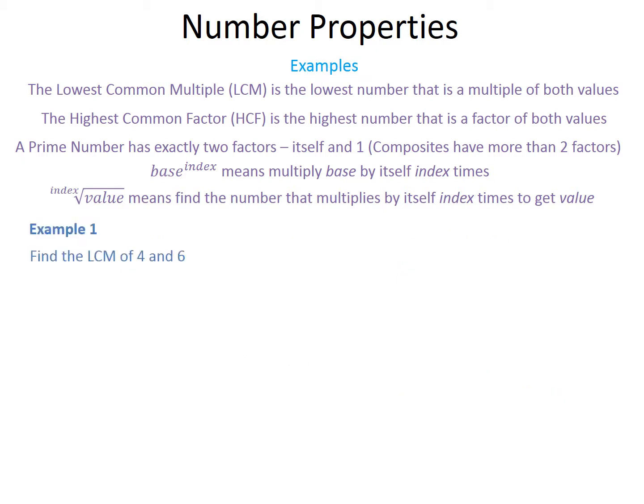Okay, let's take a look at some examples now, and we'll be focusing particularly on our setting out of our working here. So we're going to start by finding the lowest common multiple of 4 and 6. And so we need to list the multiples of 4 and 6. We can just do it like this on 2 different lines there.